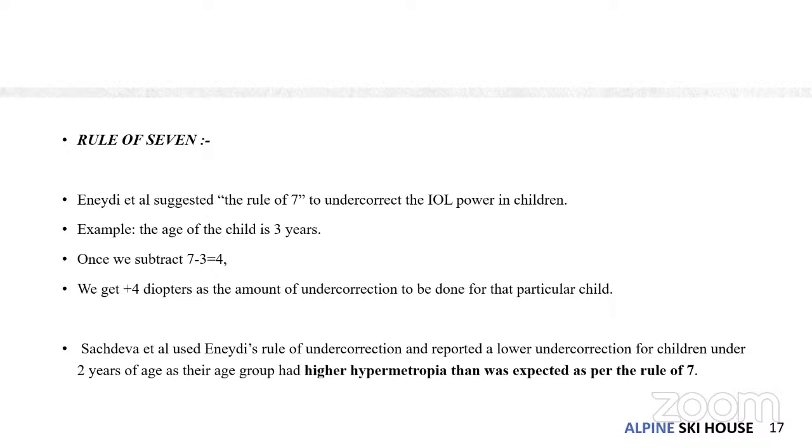But Satdev et al. used the Nad rule of undercorrection and reported lower undercorrection for children under 2 years of age, as their age group had higher hypermetropia than we expected as per the rule of seven.